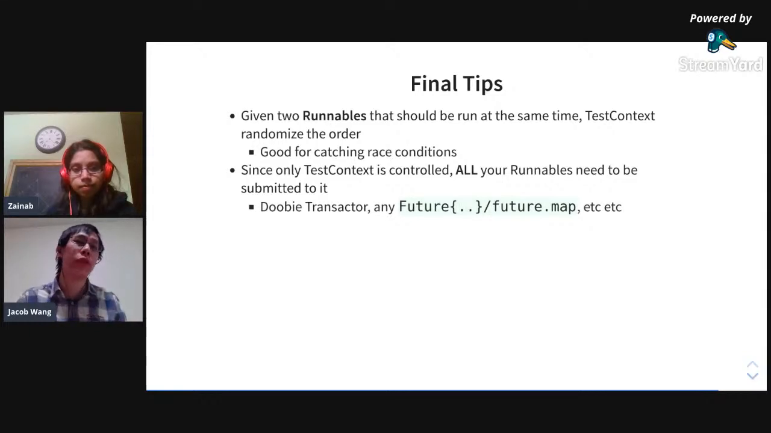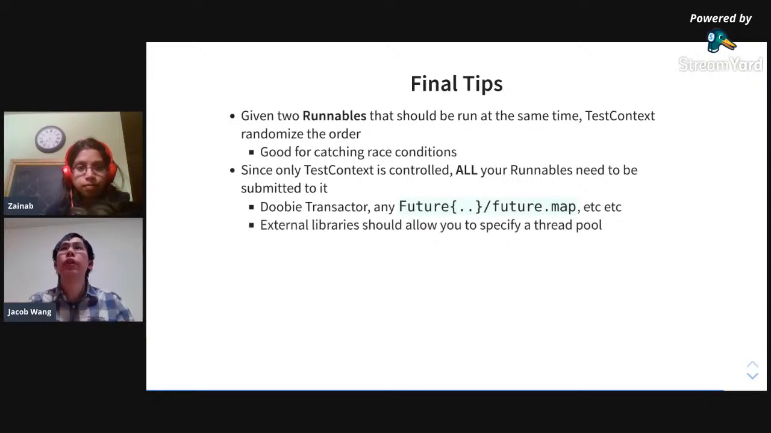Some examples: if using Doobie, then you pass it a bunch of thread pools, right? The blocker thread pool, the normal execution thread pool. You need to make sure they're all test context, right? Similarly for futures, if you're running futures manually, you need to make sure the execution context that you're using, or when you call map, the execution context you pass into map, are all controlled test contexts. Otherwise, they get lost. Similarly, if you're using external libraries, sometimes they like to run their own thread pool. Hopefully, you should be able to override that and pass your test context into it.